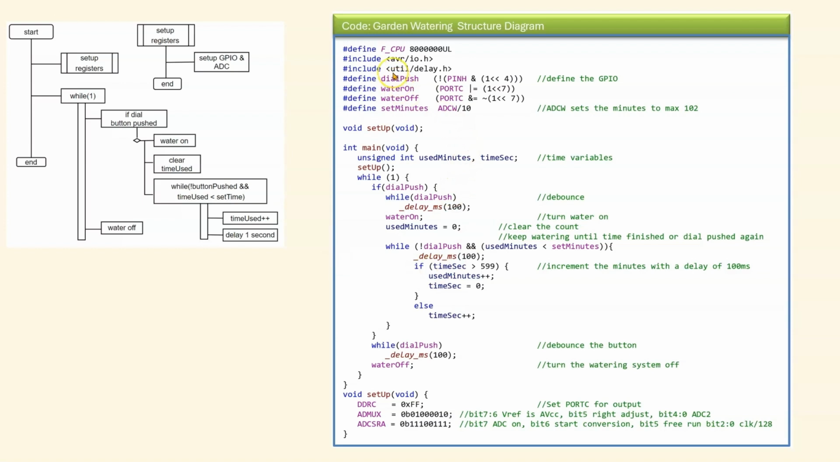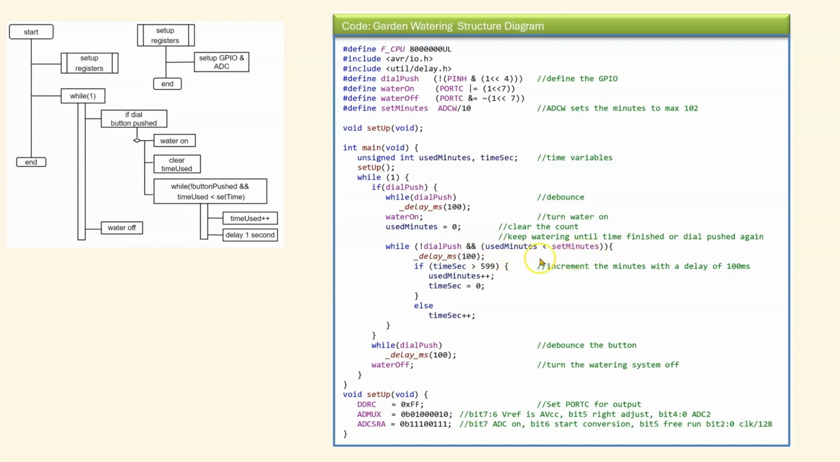This is my final code for the structure diagram. We define our GPIO. We divide in the ADC W, which is the both bytes, high and low, by 10. We're having these variables here, use minutes and time seconds. If the dial is pushed, we do some switch debounce here, we turn the water on, we clear the count, and we stay in this while loop while the dial's not pushed and the use minutes is less than the set minutes.